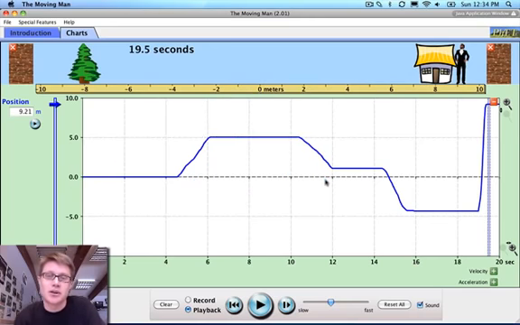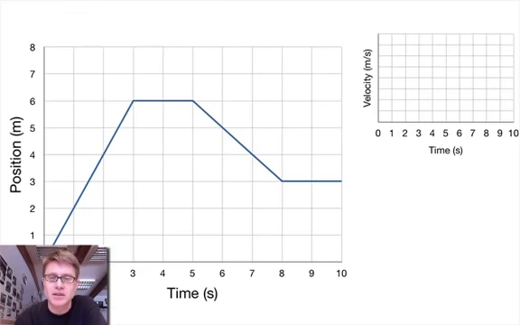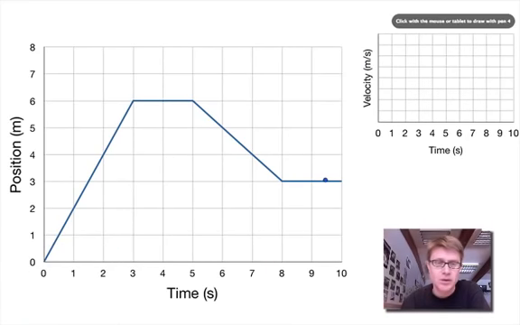Now, on our test, we don't have to play with the moving man. On our test, we have to solve problems. And so let's get to some actual problems. So what do we have here? Now, we're not given the man, but we're given the position versus time graph. And so knowing what you now know, what does this mean?